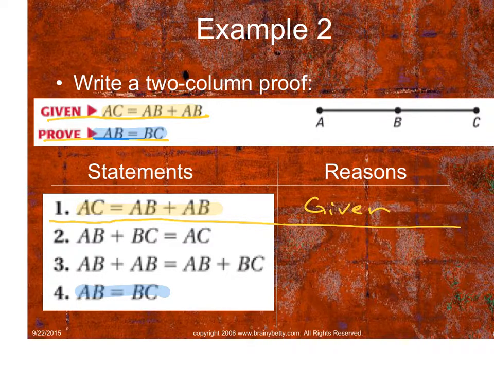Now, here's where we go from there. We've got AB plus BC equals AC. Essentially what they're saying is that AB plus BC is equal to AC. What is that?